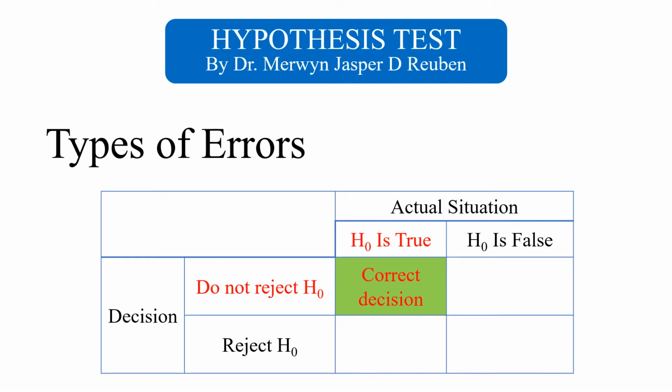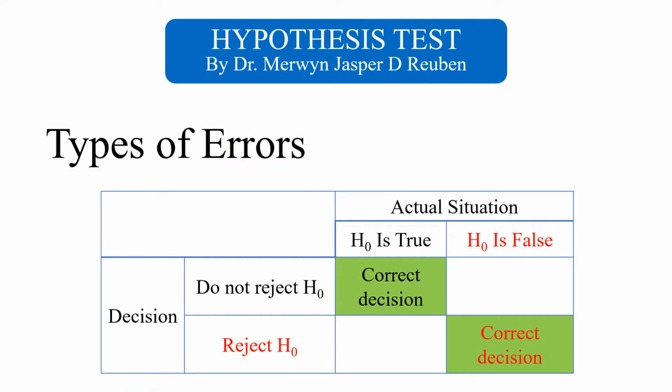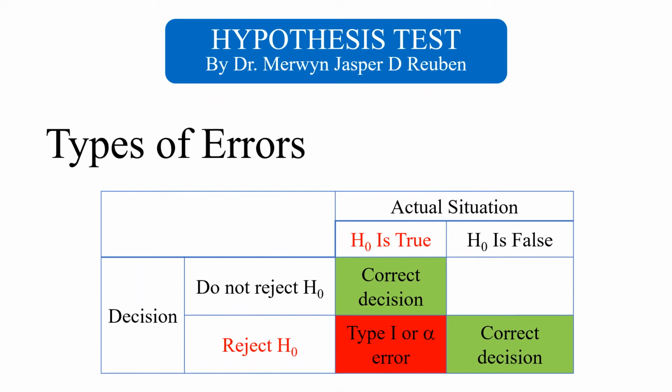In this cross-tabulation, we can have two correct decisions. The first one is when in the actual situation, the null hypothesis is true, and in the decision, we make it as do not reject the null hypothesis. The second one is when in the actual situation, we say the null hypothesis is false and the decision is reject the null hypothesis. There can be two erroneous situations also.